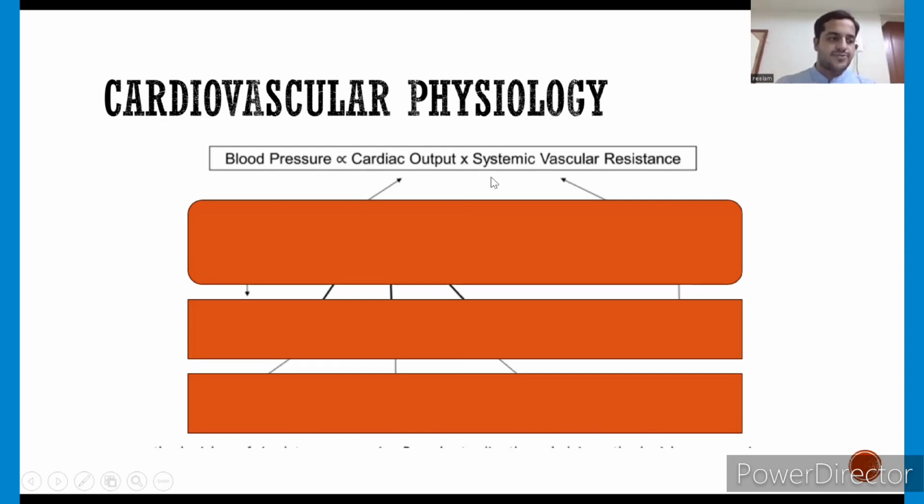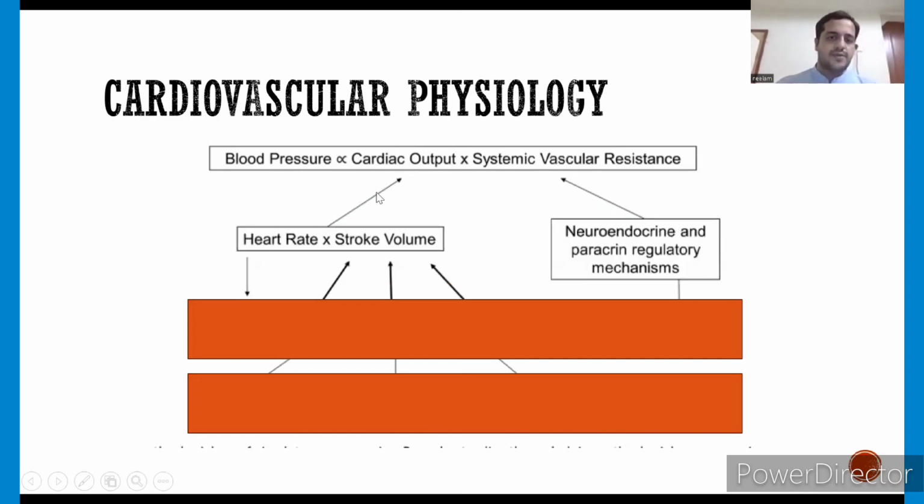Okay, in the tissues there will be small arterioles and capillaries. So the resistance which the blood has to face when it is moving through these small arterioles or capillaries, that resistance is your systemic vascular resistance. So your blood pressure is actually nothing but a product of cardiac output, meaning how much your heart is actually pumping, and how much resistance the blood has to face.